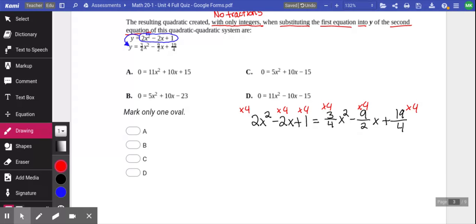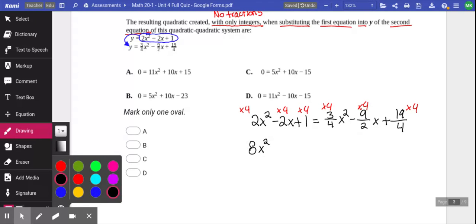I would get the following. 4 times 2 is 8x squared, negative 8x plus 4 equals, that 4 and that 4 would cancel, so 3x squared. 4 times 9 would give me 36, divided by 2 would give me negative 18x. And then that 4 and that 4 would cancel to give me plus 19. Cool. Still, none of my answers match.